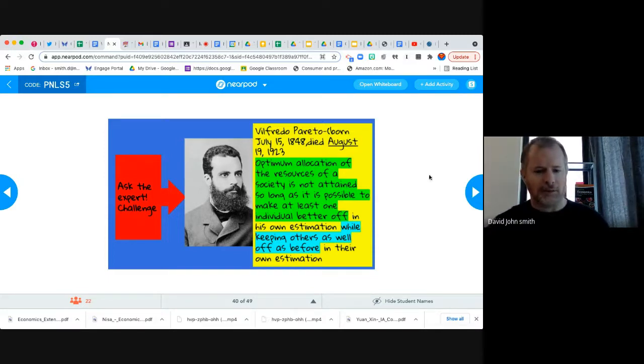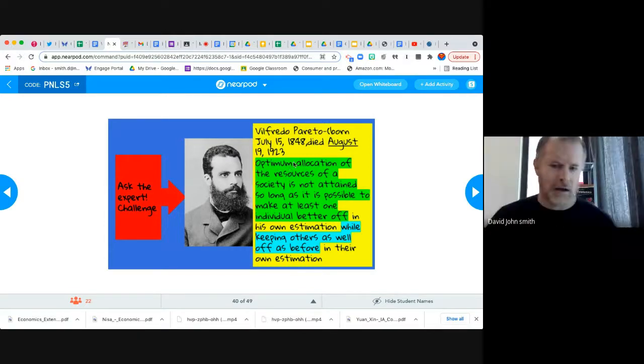Now, the word optimum is about best, so the best allocation of resources. That's what he's talking about. Not that he thinks your mum is fancy, right? Well, she's an optimum, right? The optimum allocation of resources of a society is not attained unless it is possible to make at least one individual better off while keeping others from being better off as well.